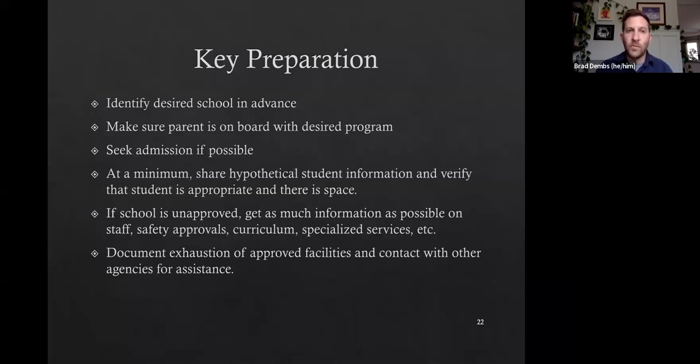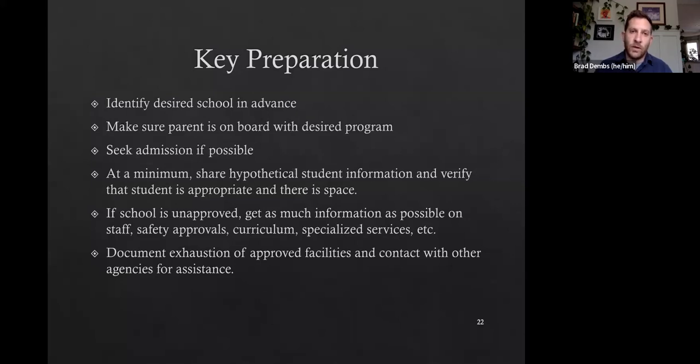Some schools or programs won't consider or provide much information to parents without a referral from a school district. You could still ask them to share hypothetical information to verify that the type of student being described would be appropriate, and also find out if they have immediate availability. And then again, if the school is not ISB approved, you want to find out as much as you can about these things that are related to the program.